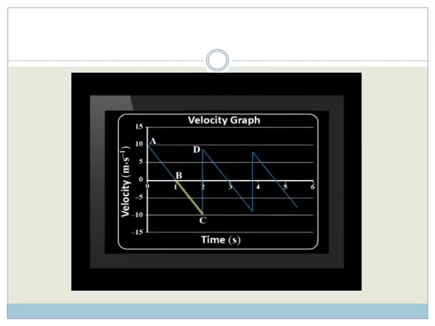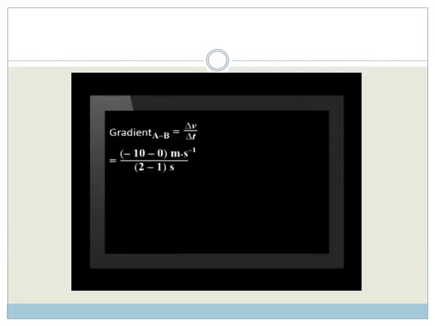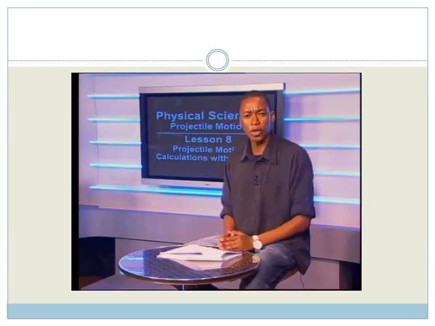Now we must calculate the ball's acceleration between B and C. We calculate the gradient of line BC for the velocity time graph. The y-interval is minus 10 meters per second and the x-interval is 1 second. We substitute these values into the equation and find the expected answer of negative 10 meters per second squared. In other words, downward. Our last question.